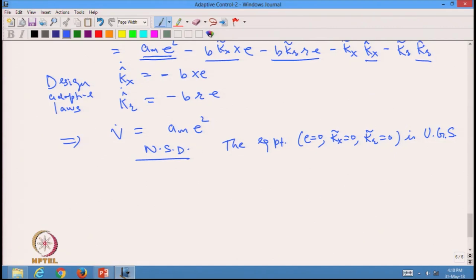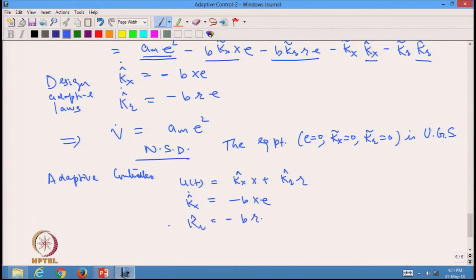So, just to recap, the adaptive controller that we have designed consists of the control law u of t, which is given by k_x hat x plus k_r hat r, and the parameter estimates k_x hat dot is equal to minus b x e and k_r hat dot is given as minus b r e.